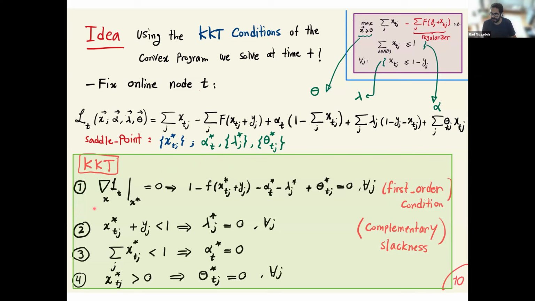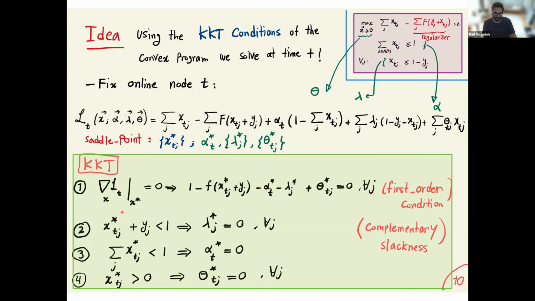So the first one is the first order condition. The gradient of the Lagrangian with respect to the primal variable x at every coordinate j should be equal to 0. If you just write it down, take the derivative properly, this is what the equation would look like. So 1 minus f'(x star tj) plus y_j minus alpha star t minus lambda star j plus theta star tj should be equal to 0 for every j. Right? There are two approaches to follow my talk. Either you trust me that I did the calculation or you try to do the calculation in real time. Pick whichever is working better for you.